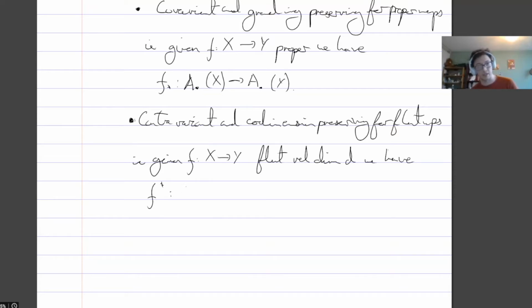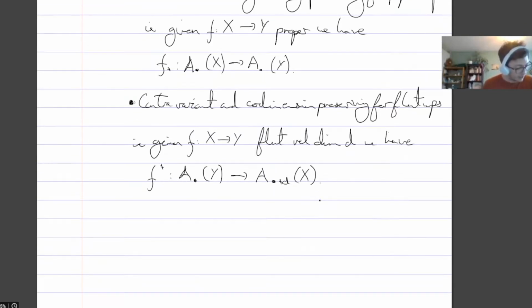We have f star, A lower dot of Y goes to A lower dot plus d of X. So this doesn't quite preserve the grading, but if X and Y are pure dimensional, then it preserves codimension.